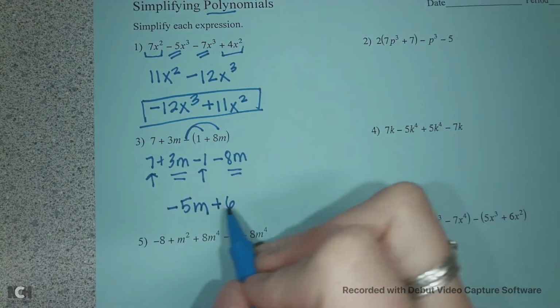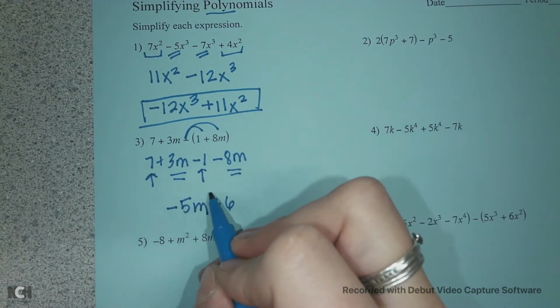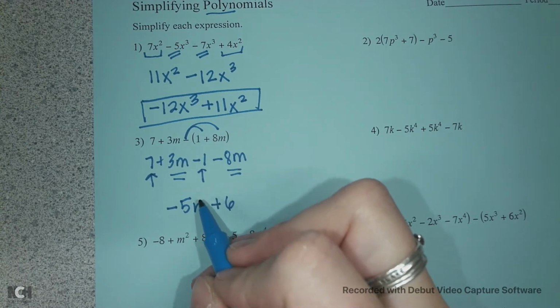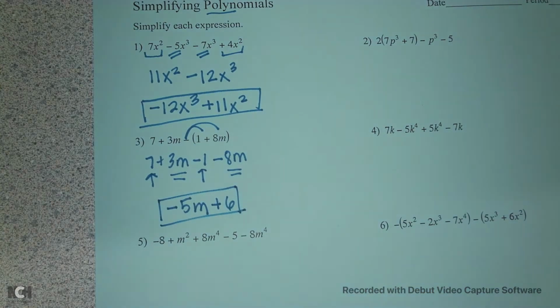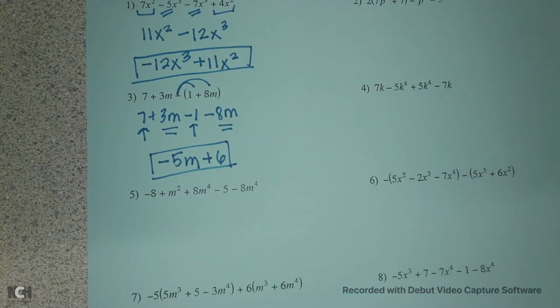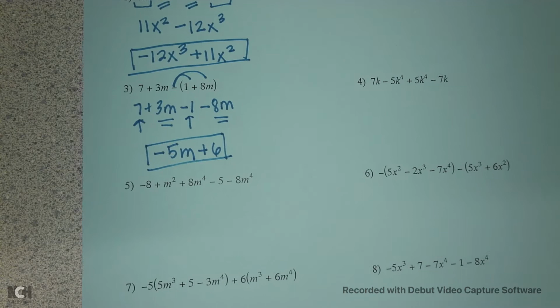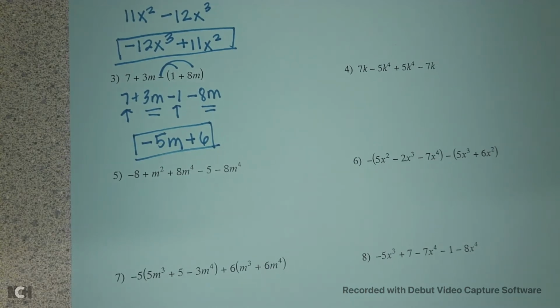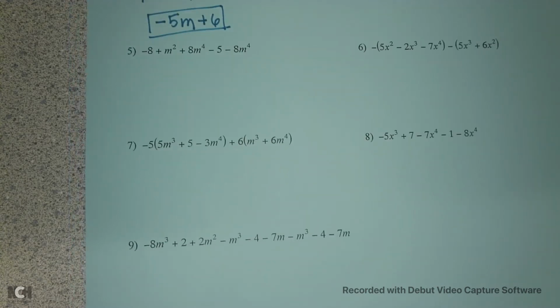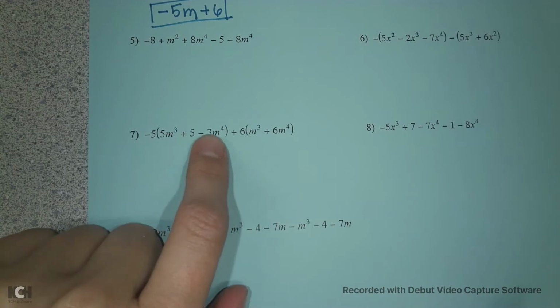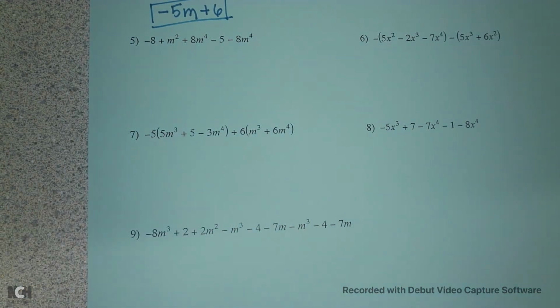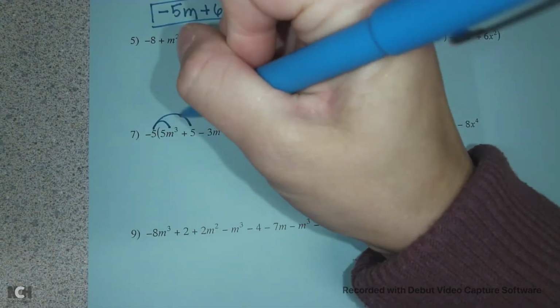So this is descending order, with the variable that has the highest exponent going first. And if you have more than one letter, it's a little bit different, but we are only doing one letter, so it's totally fine. Same thing happens on number 5. You're just kind of combining like terms. Number 7 can get a little bit trickier, but if I look inside of my parentheses, I can't do anything, so I'm just going to start with distributing.